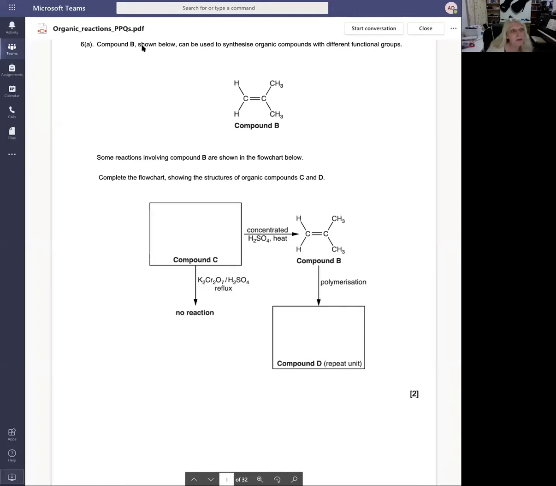All right, so we're now onto 6A. It says compound B shown below can be used to synthesize organic compounds with different functional groups. So we've got this one. It's another alkene, so we're starting off with electrophilic addition once again. Some reactions involving compound B are shown in the flowchart below. Complete the flowchart, show the structures of the organic compounds C and D. This one's actually a little bit easier, I think, personally.